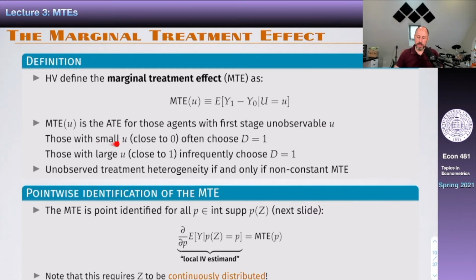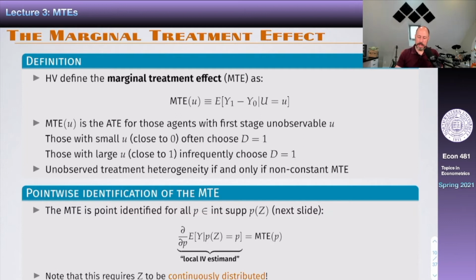Those with a small value of u, close to 0, often choose D equal to 1. So the smaller the u, given our selection equation, the more likely that D is equal to 1. So there are people that tend to choose 1. People with large values of u are people that tend to choose 0. Of course, you can flip it around. Once you put names to this, say you capture something you care about, skills or whatever, sometimes you will write it as u greater than or equal to the threshold because it makes more sense. That's of course arbitrary.